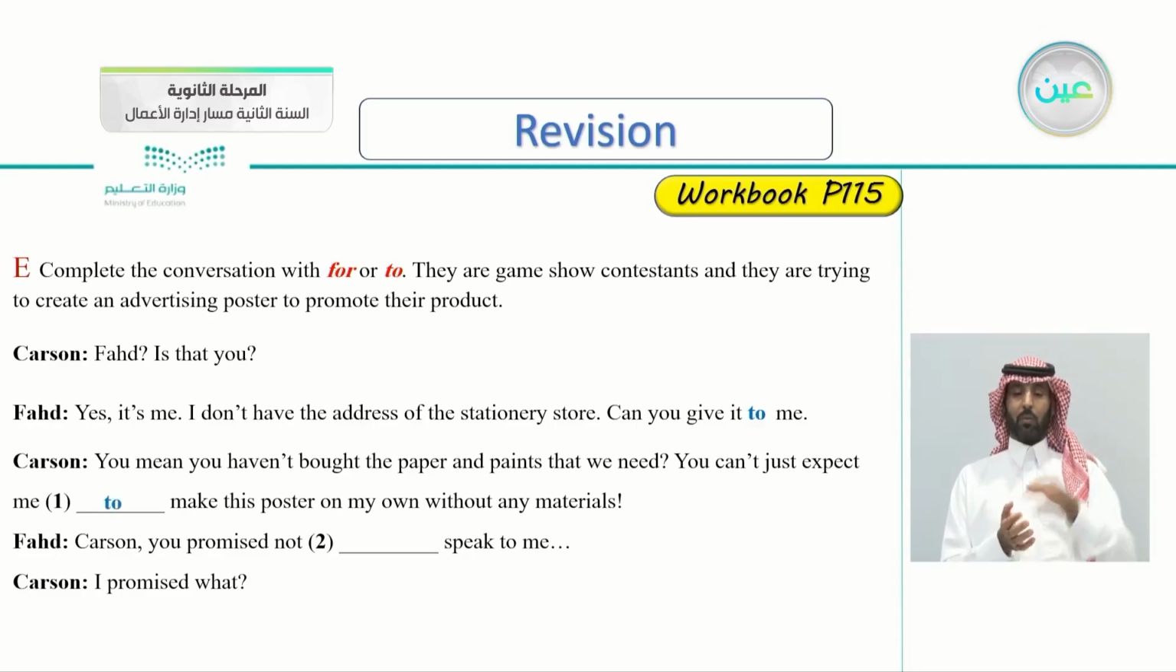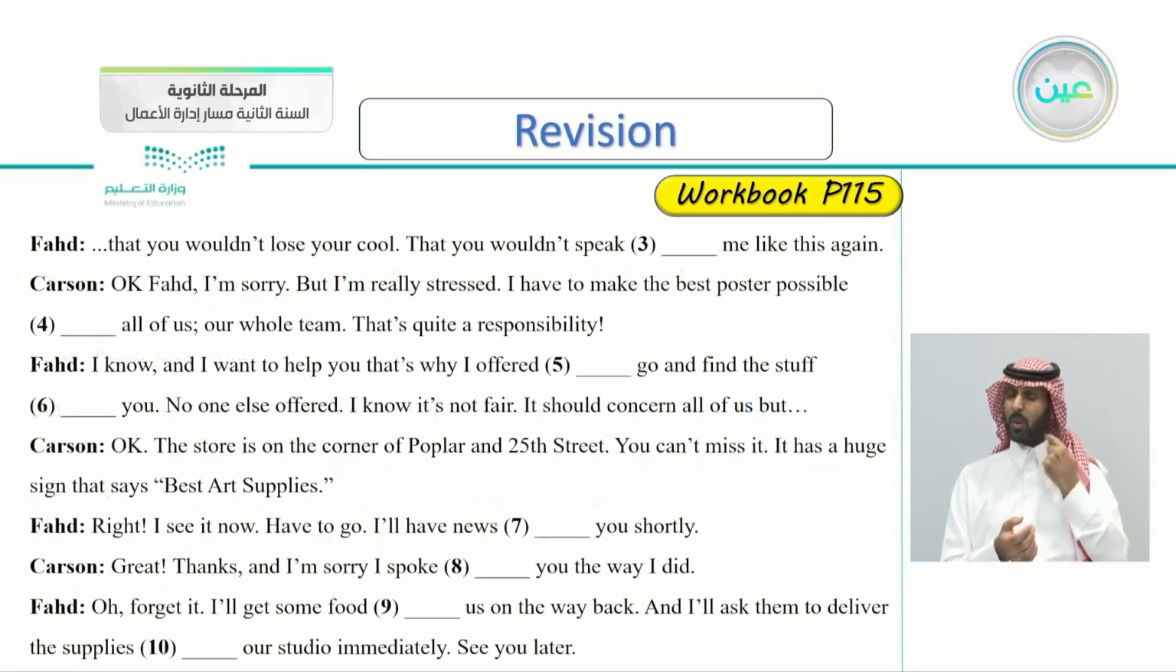Fahad, Carson, you promised not to speak to me. So you promised not to speak to me or for speak to me. Yes, this is very obvious, not to speak to me. Carson said, I promised what? Fahad, that you wouldn't lose your cool, that you wouldn't speak to me like this again. So number 3 here. Yes, that you wouldn't speak to me like this again.